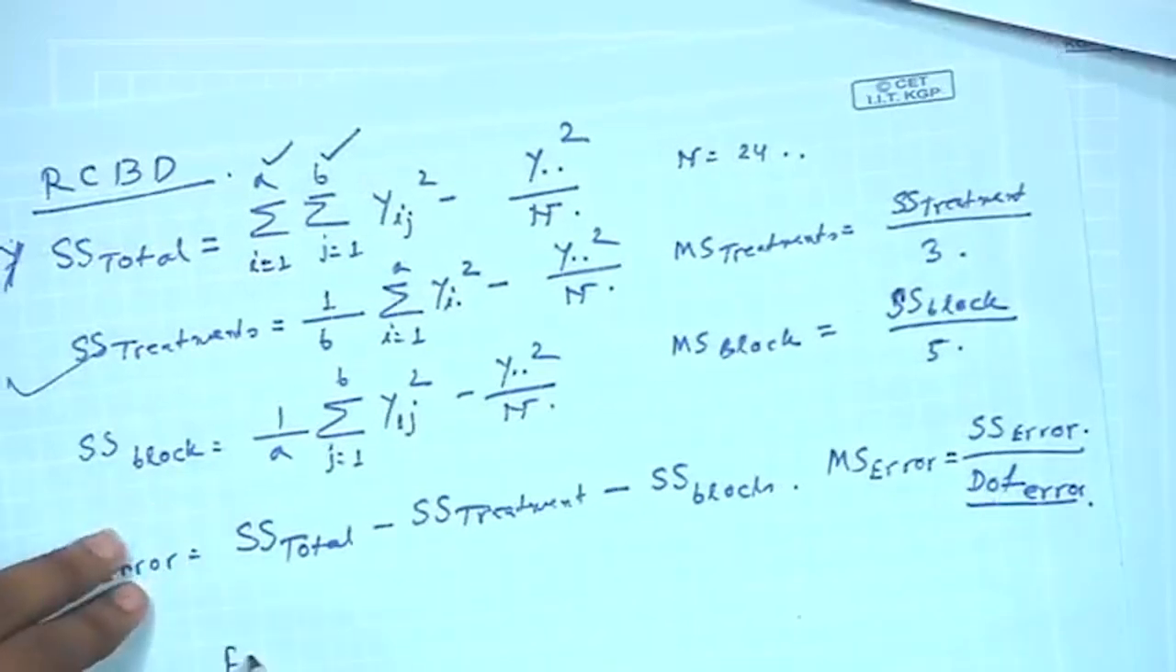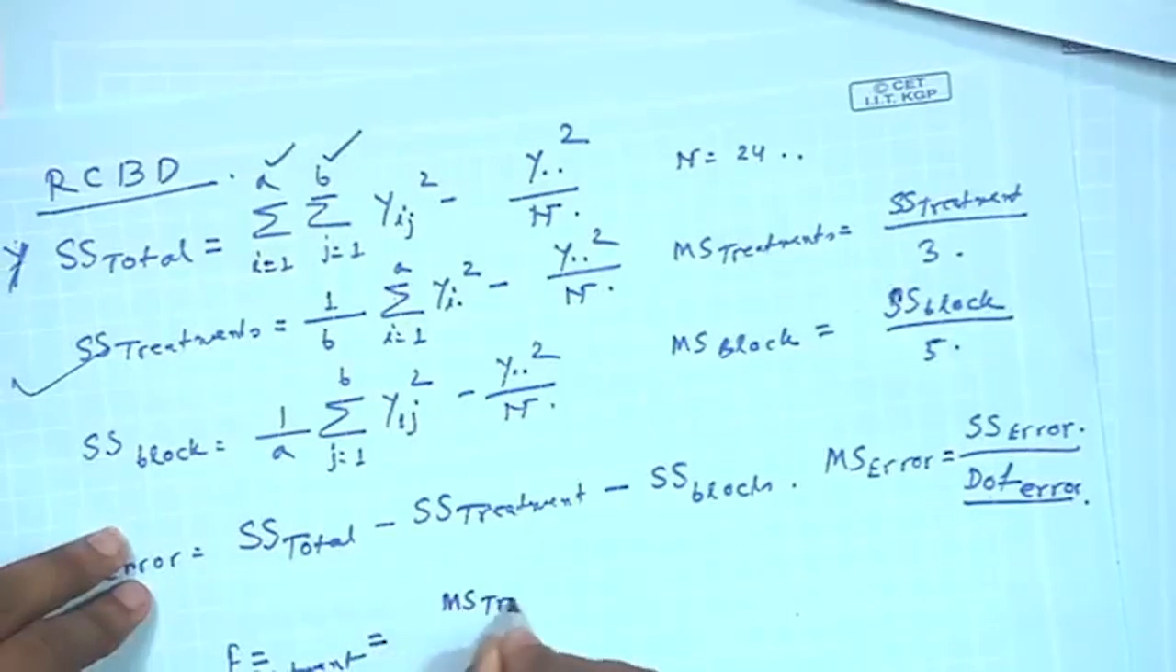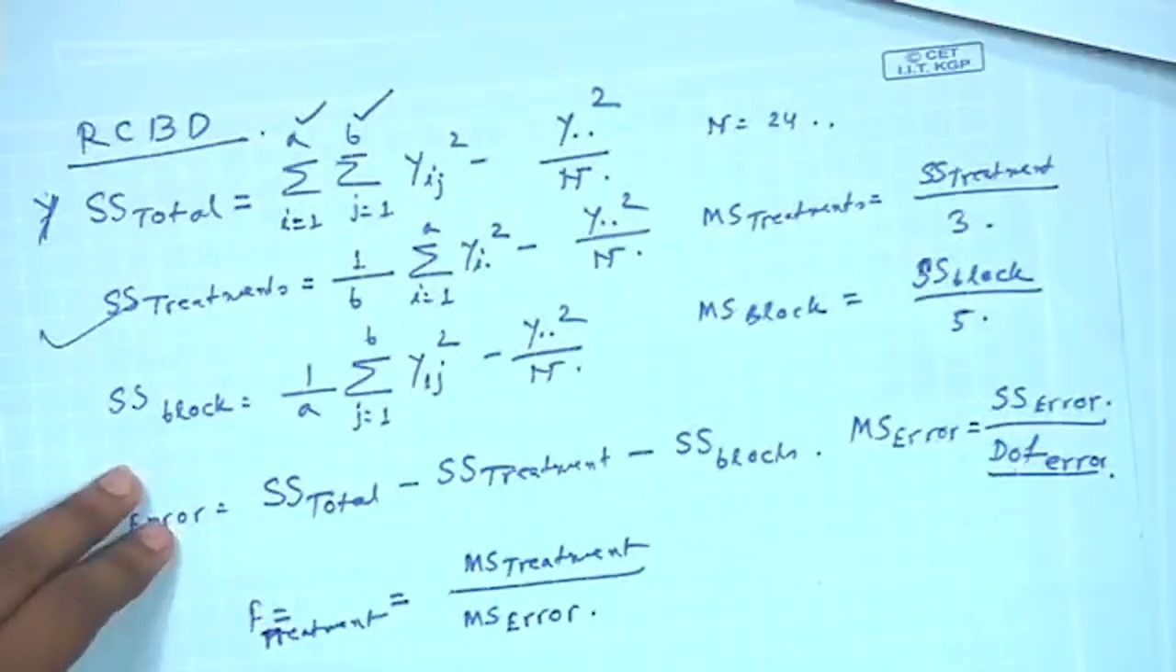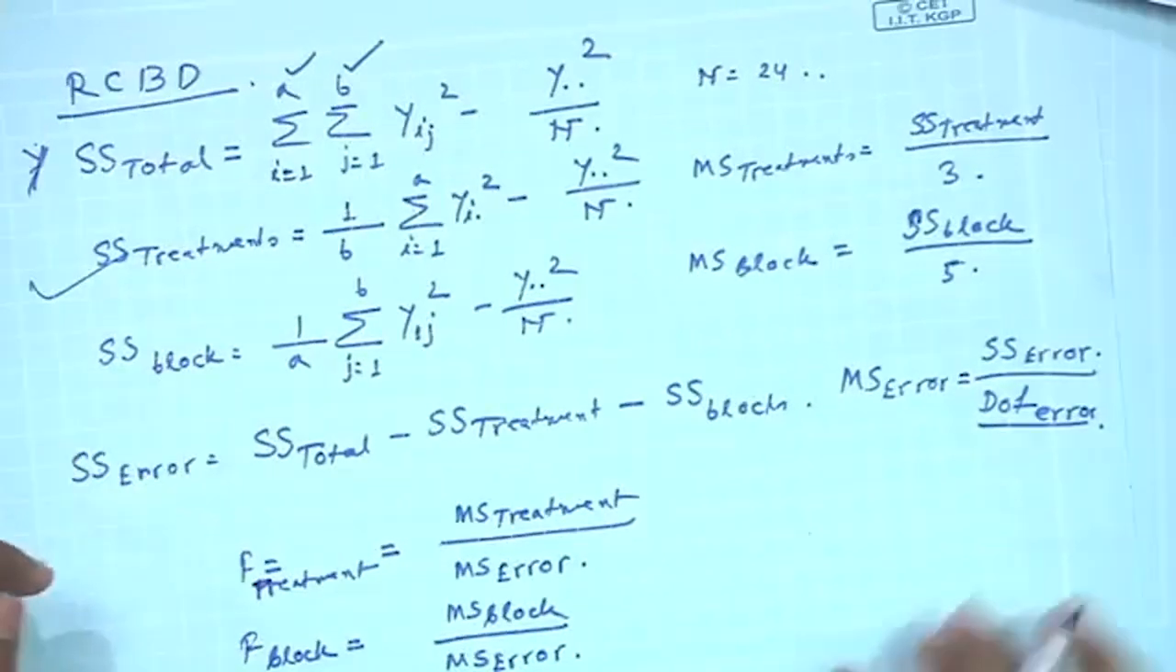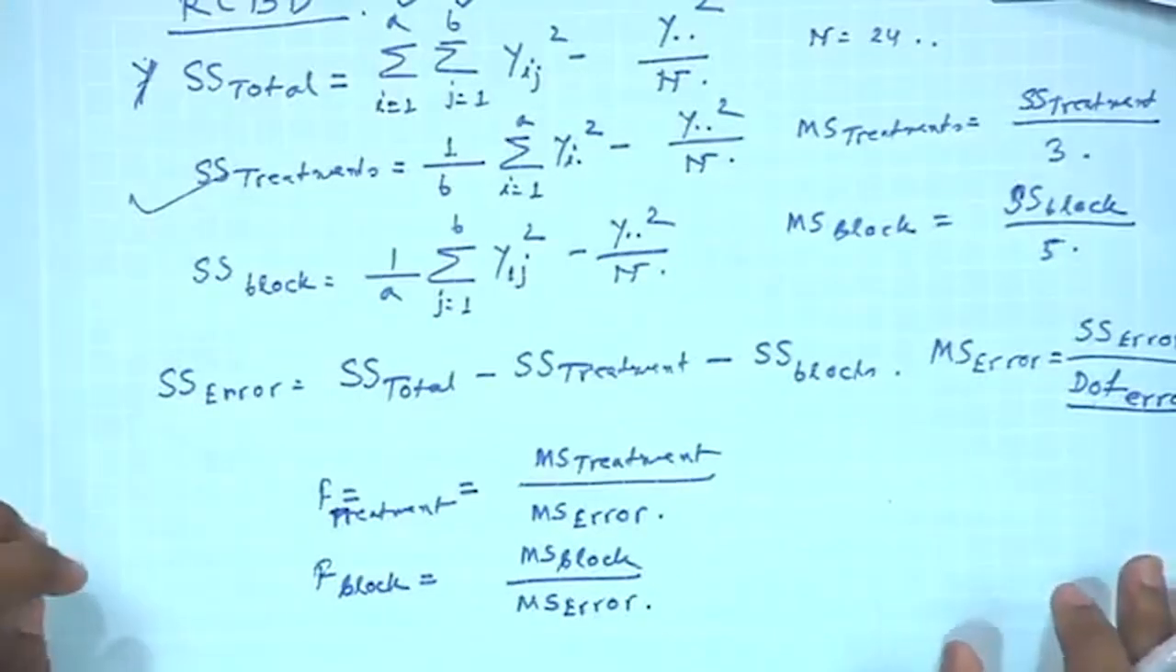So, now we can calculate the F value of treatment, it will be MS treatment by MS error, and F value of block will be MS block by MS error. And from that analysis, we can see what the effects of treatment and block are.